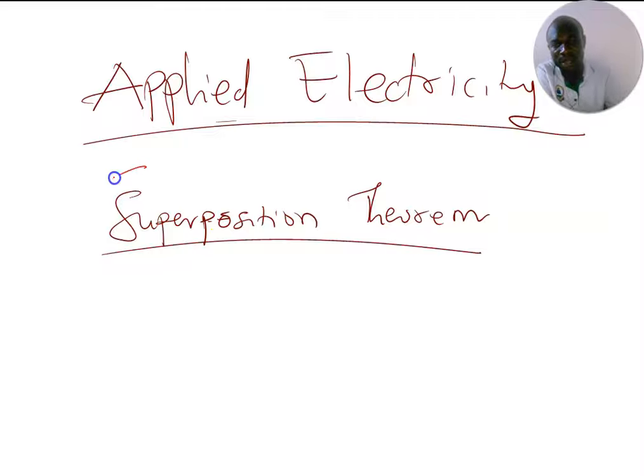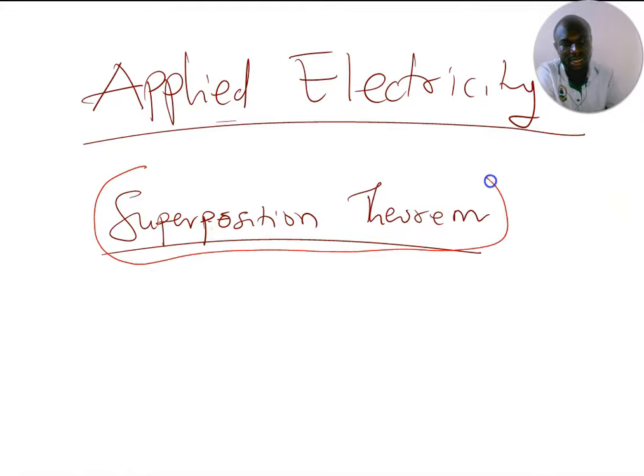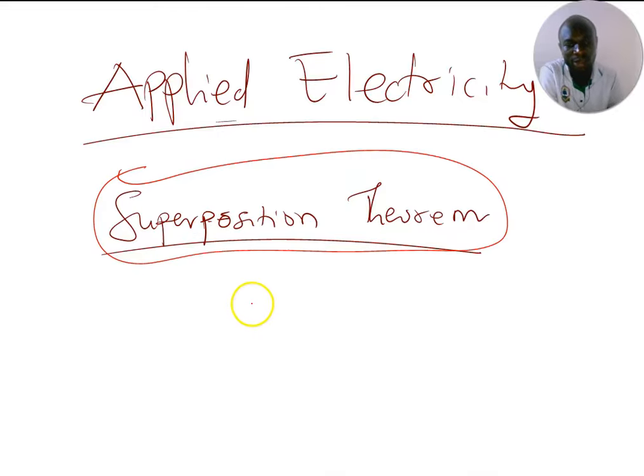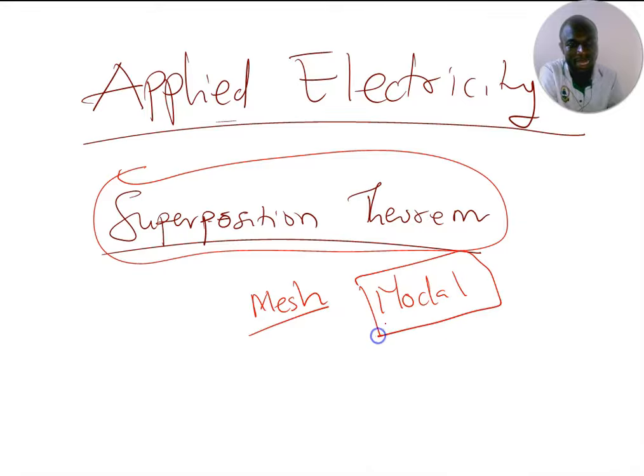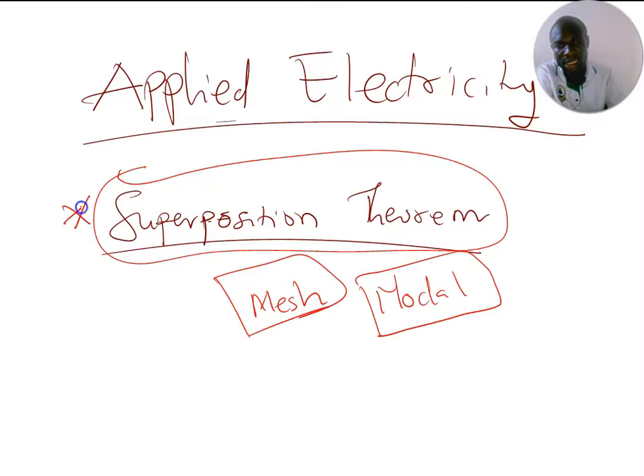And today we are going to talk about superposition. In our previous video, we've already talked about mesh analysis and nodal analysis. These are the two things that we've talked about under complex circuits. We are left with superposition. Then we'll talk about Thevenin and Norton. Thevenin will be in the next video and Norton will be in another video. Then right after that, we jump into capacitors.